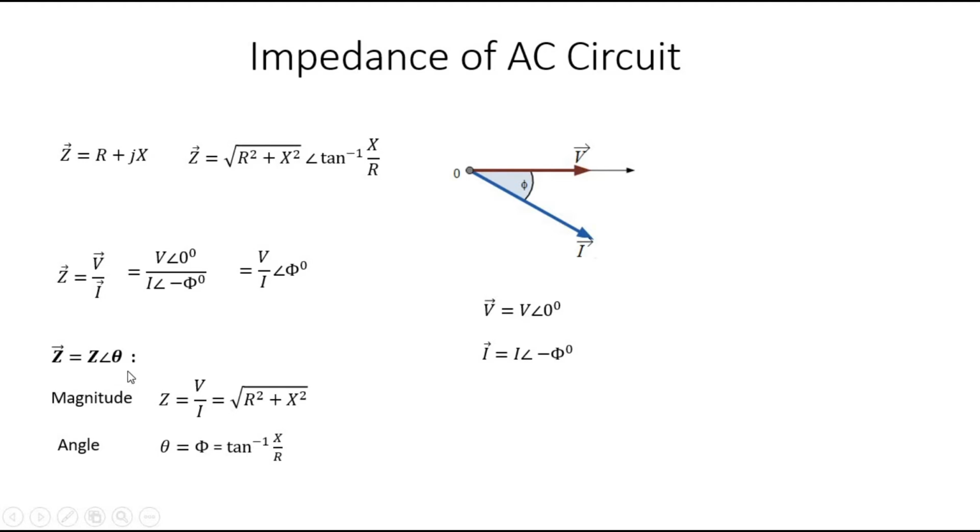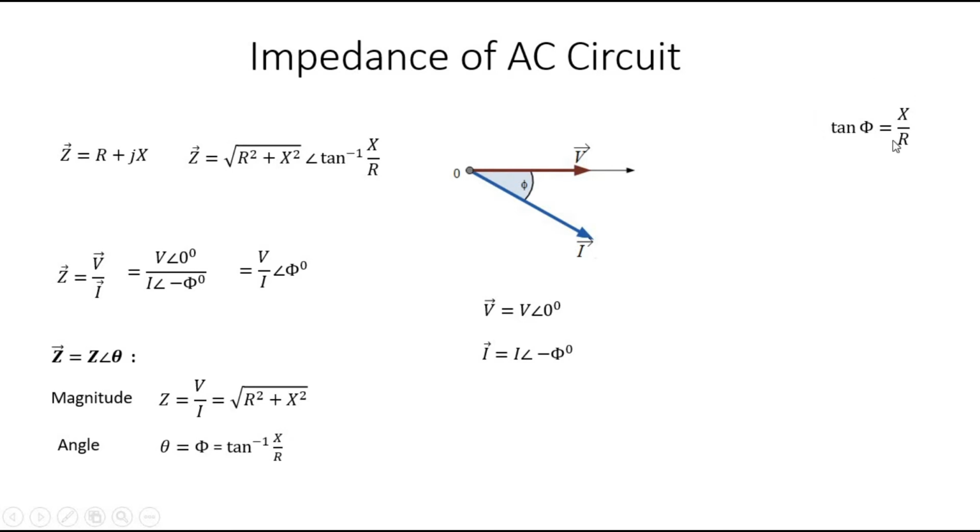So we can find Z in either way: V by I angle phi, or root of R square plus X square with angle tan inverse X by R. If you want to find only the magnitude, we can easily find it like this. It should be noted that phi is the angle between voltage and current, the phase angle. So phi is equal to tan inverse X by R, and it is the angle of Z also. This means tan phi is equal to X by R.